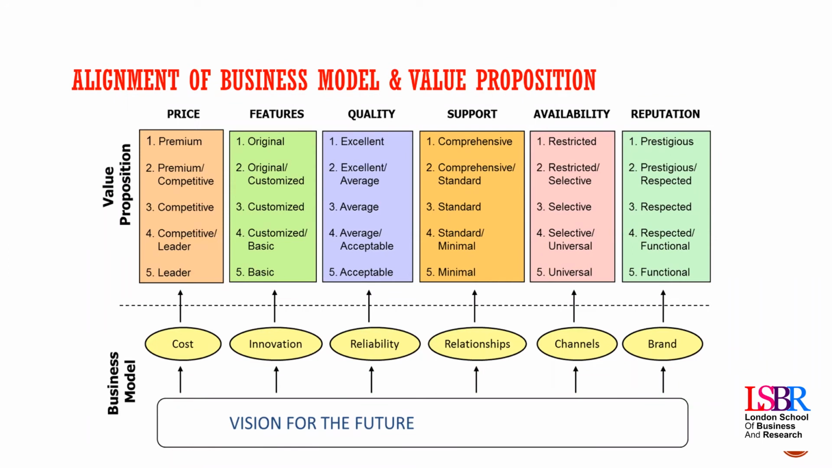So starting from the bottom, your business will have some kind of vision for the future, okay? Some strategy, some objective, some mission that you're looking to achieve. As part of your business model, you will try to reduce your costs. You want to keep costs low. You will innovate. You will try to look for new ways and better ways of doing things. You will try to become a reliable supplier or a reliable business that people can trust. You'll try to build relationships with your customers.